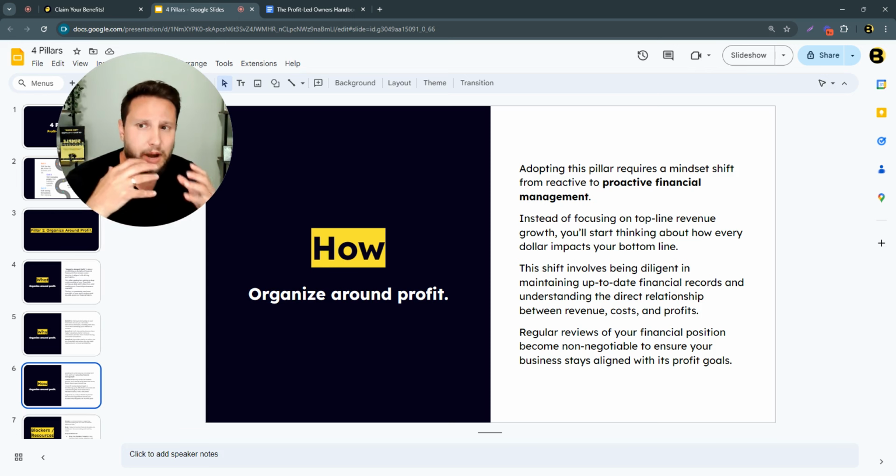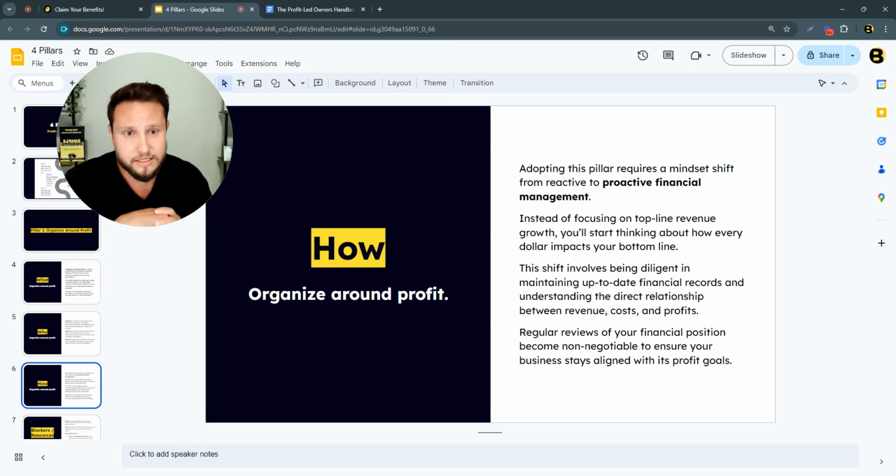So the mindset shift that needs to take place in order to successfully organize around profit is shifting from a reactive financial management to more of a proactive financial management strategy, right? Traditional accounting, we're closing our books out, right? It's by definition a reactive thing. We're closing it out, we're analyzing what's going on, and hopefully we put some profit in our pocket.